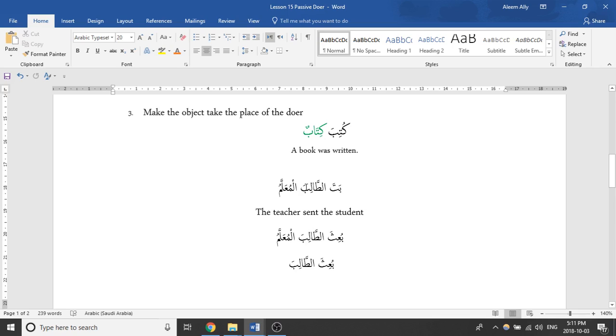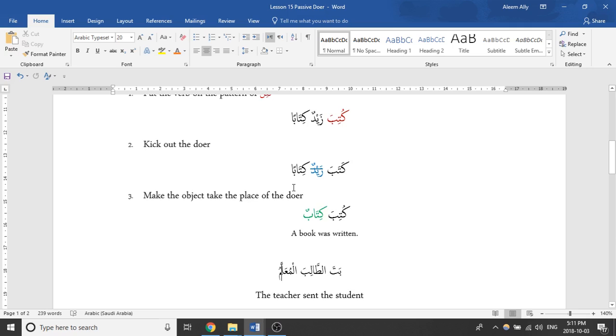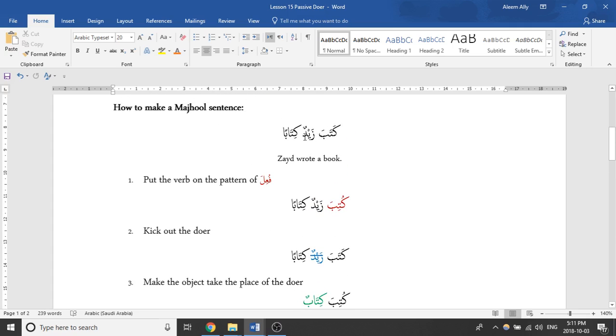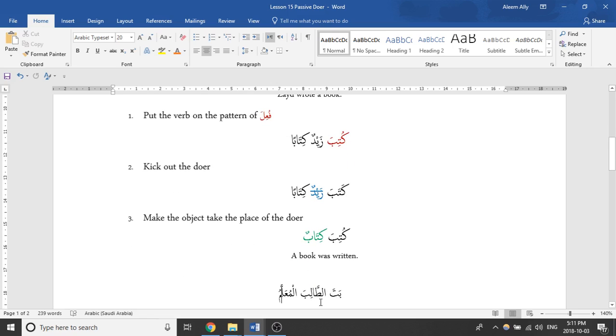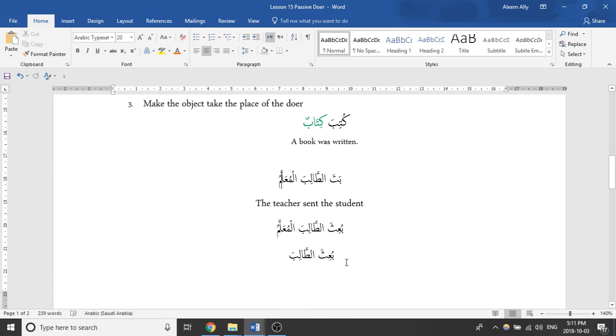What Sheikh wanted to point out with this example is that the object can come before the doer. So you really have to pay attention to the endings, because in this case we see the object before the doer, which we usually don't see. Usually we've seen cases where we have the doer in a state of rafa', and after it the object in a state of nasb. But that's not the case here. So this means the teacher sent the student.